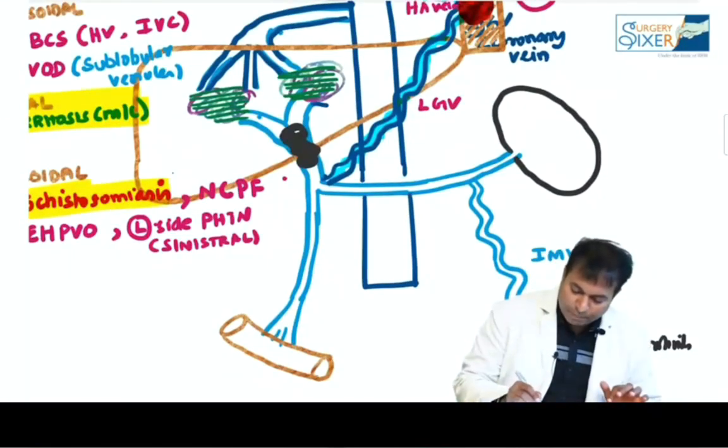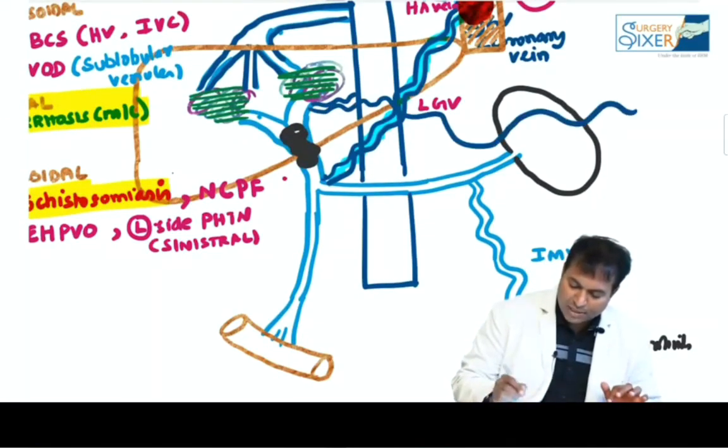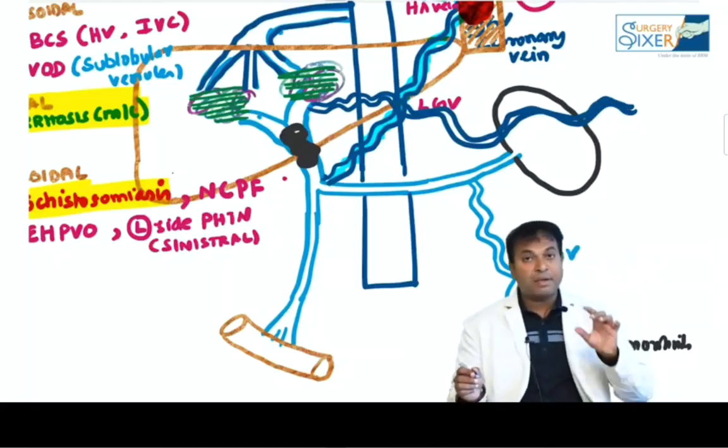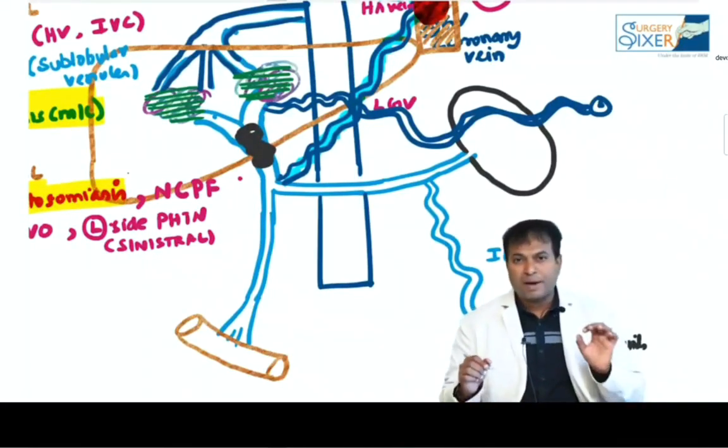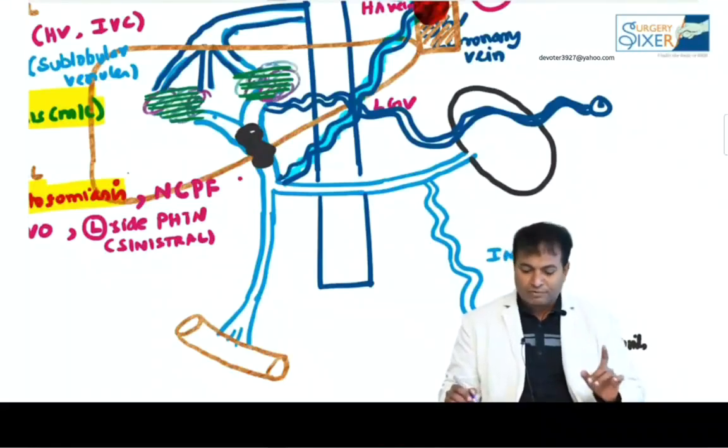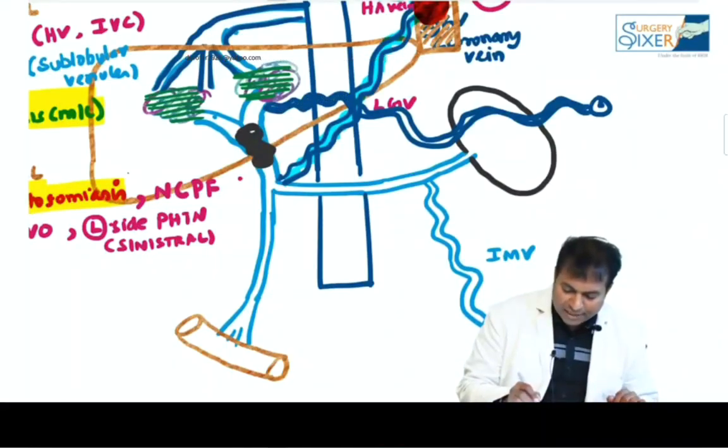From the left side of the portal vein, there is one vein going like this towards the umbilicus. Can you tell me what this vein is? This is the left umbilical vein or paraumbilical vein. At birth there are two arteries and one vein. What is the one vein left? It is the left vein that is left. So please remember, embryologically, the left umbilical vein will now open up and form caput medusae.